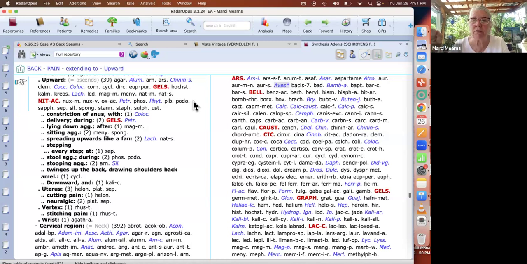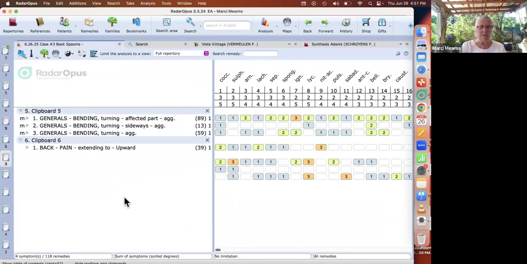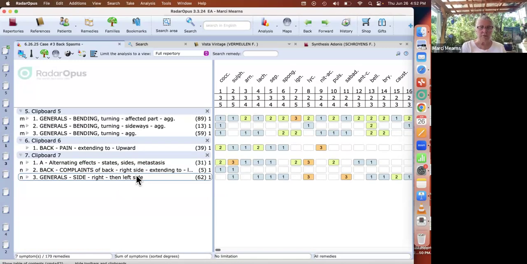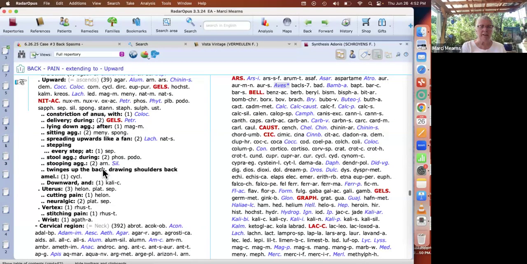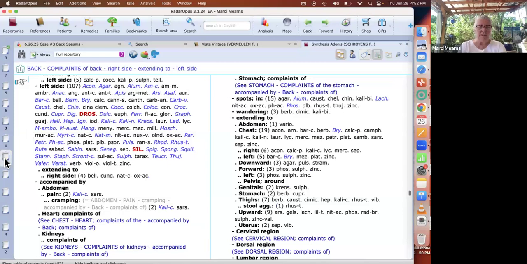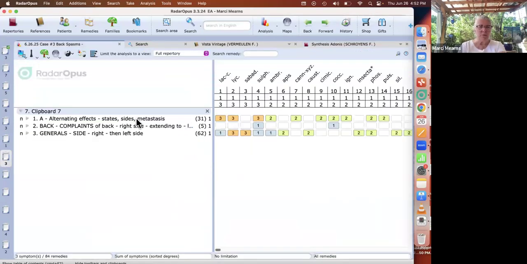Remember, we're just trying to treat the patient with the back spasms. We're not trying to change her entire life. Not a prescription, in other words. And I'm pressing on. So I have the turning, I have the extension, and finally here I have the alternating sides. Remember she said it goes from right to left? Complaints of back, right side extending to left. That's kind of tiny, isn't it? Kind of useless.